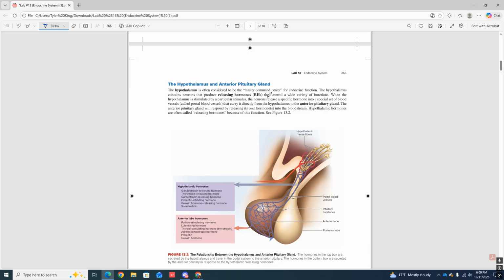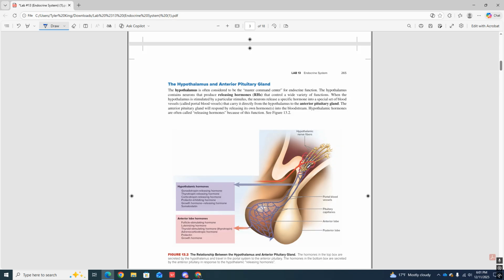No pun intended. It's going to allow these releasing hormones to be released so we can start to stimulate to produce more testosterone. The neurons release a specific hormone into a special set of blood vessels called portal blood vessels, and it carries those hormones directly from the hypothalamus to the anterior pituitary or the posterior pituitary, okay? Regardless. The anterior pituitary gland will respond by releasing its own hormones into the bloodstream. The hypothalamic hormones are often called releasing hormones, the RHs, as I said above, and the anterior lobe hormones have a stimulating effect to them. So you can see some of them have stimulating in the name here.